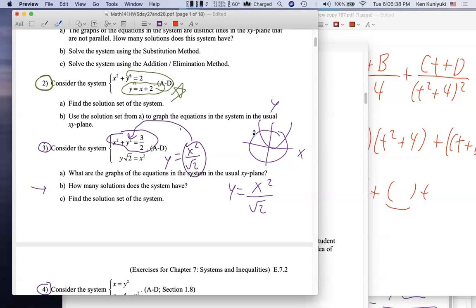Two, correct. And you have to be a horrible artist not to see that it's going to be 2, right? So even though I'm a horrible artist, even I could probably figure out that's going to be 2 intersection points, which means you're going to get 2 real solutions. That is 2 ordered pairs.